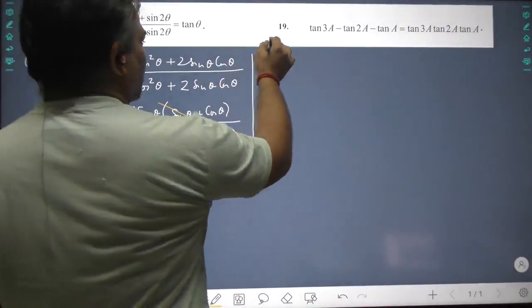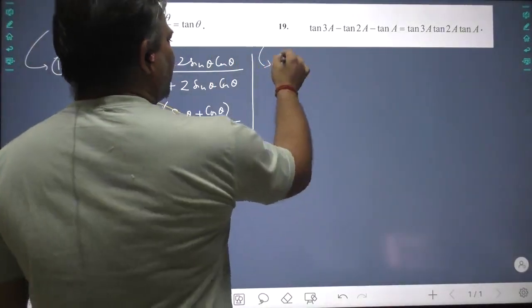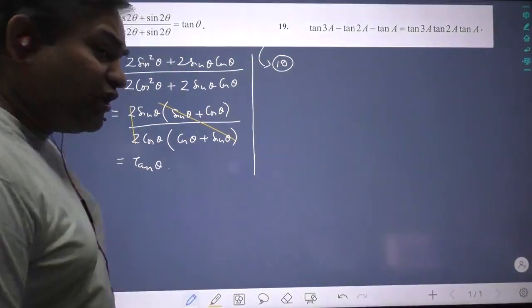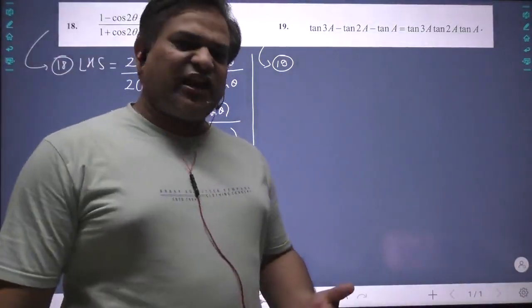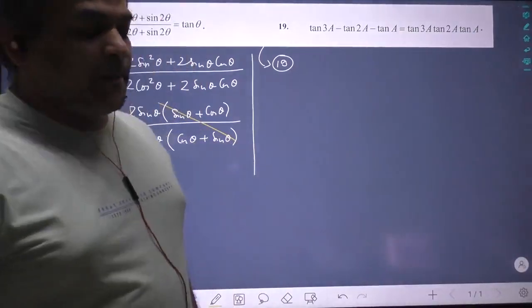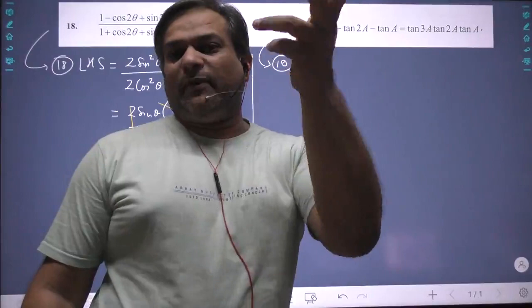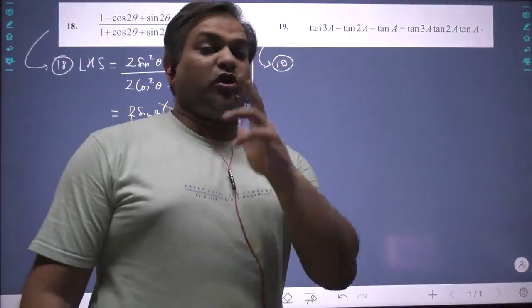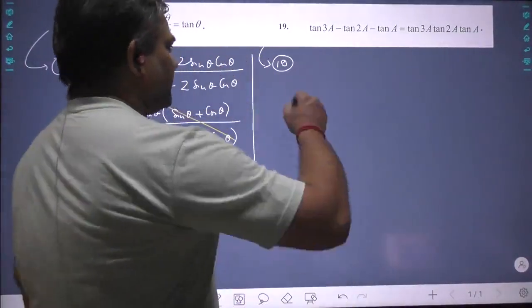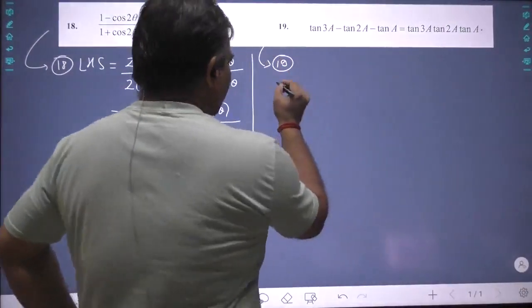Let us talk about question number 19. In question number 19, I am going to tell you a new way of doing it. Traditional ways are definitely there of doing it, but I am going to grow a new thought in your mind. A new thought in mind. See here, in a new way we are going to do it.